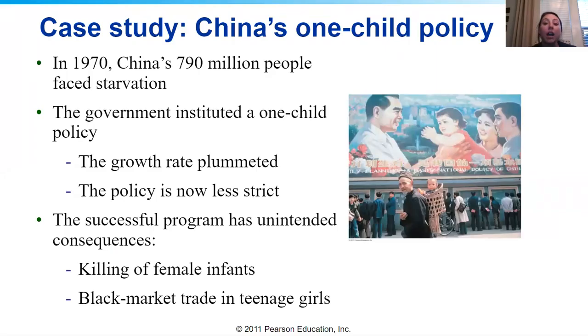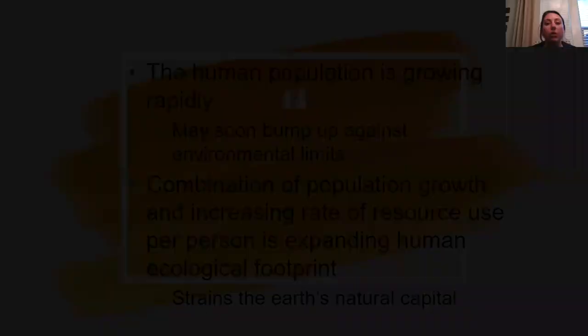Okay. China had a one child policy for a long time. So in 1970, there were 790 million people that were facing starvation. The government instituted a one child policy. The growth rate plummeted. And now we've talked about, in some of the other videos, how that resulted in infanticide and killing female infants. And then there was a black market for trading in girls. And now there's not enough girls to marry all the boys. That policy has been generally relaxed, and I think families can now have more than one. But what we've seen is that ultimately it had an impact on their population growth, and they were very successful in lowering that population growth.